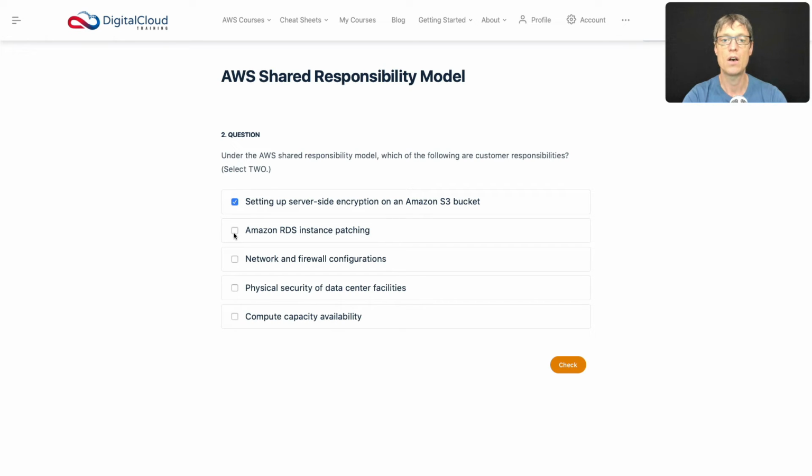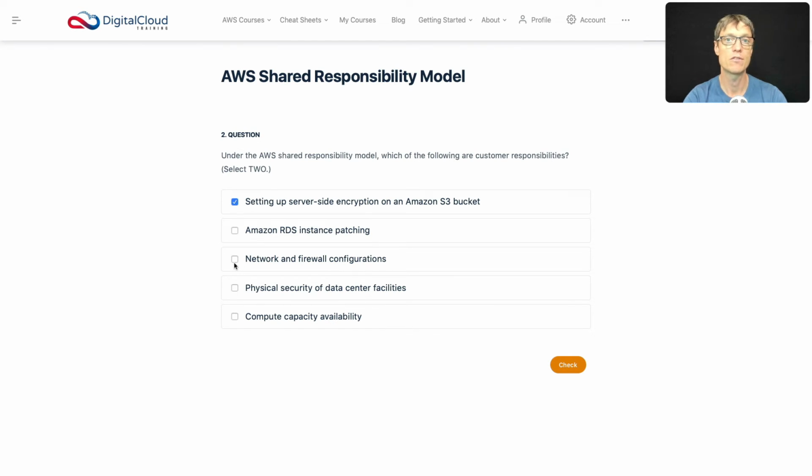What about Amazon RDS instance patching? So as you know, Amazon Relational Database Service is a managed service, and that means that the patching of the operating system and updates to the database software as well is something that AWS manage, and you can configure when that happens using what's called a maintenance window. So that's not a customer responsibility.